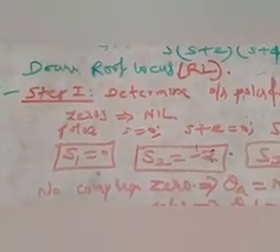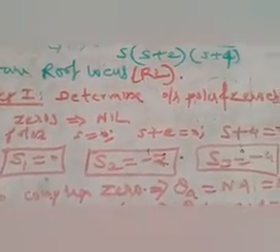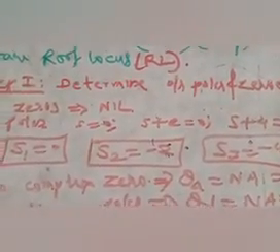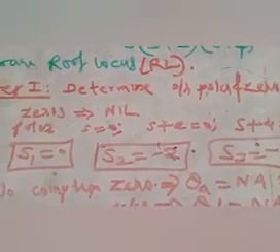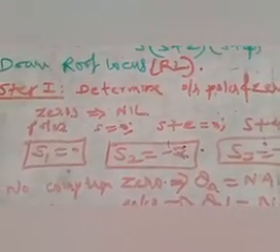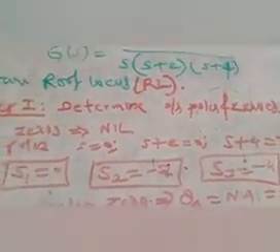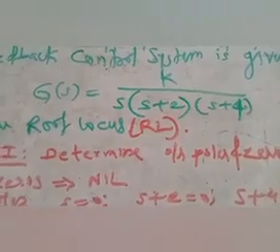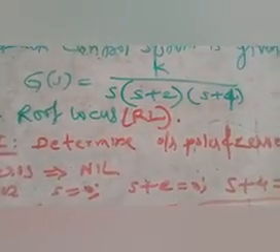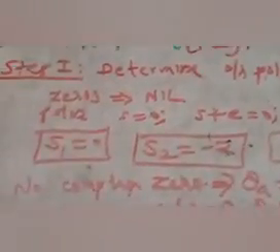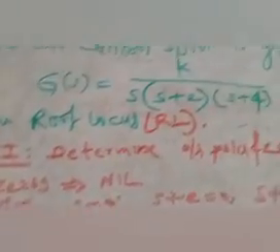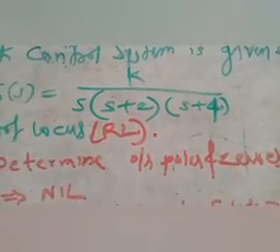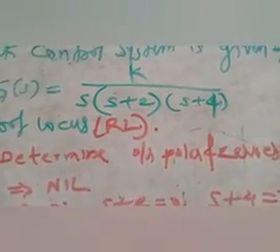So step number 1: determine the open loop poles and zeros. Pause my video and write down step 1. The given data is G(s) = K divided by s(s + 2)(s + 4). Here in the numerator there is no s polynomial, that means the number of zeros is 0.